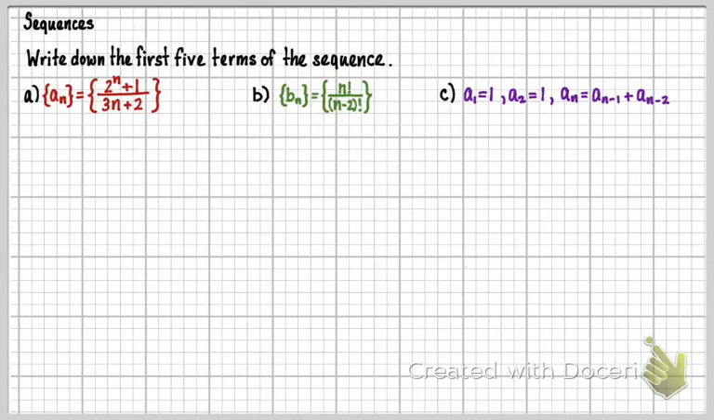Sequences. Write down the first 5 terms of the sequence. So let's take a look at A here. A says a sub n equals (2^n + 1) over (3n + 2). So the idea here is, if we want to write down the first 5 terms of this sequence, we have to realize that a sequence is just a list of numbers.